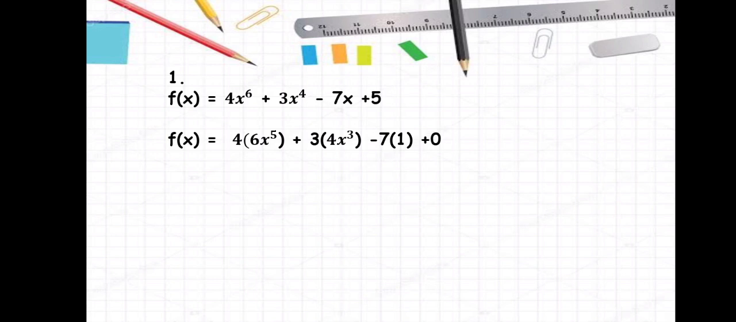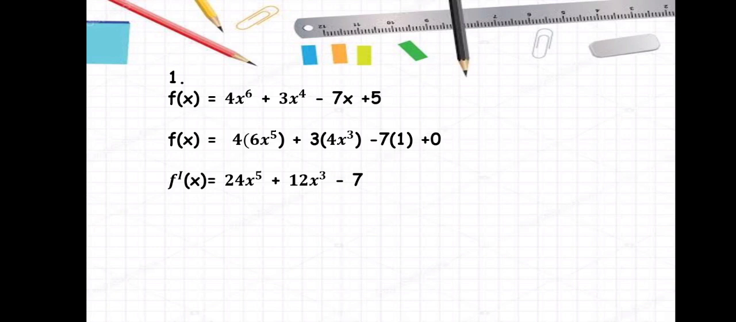The derivative of 4x raised to 6: copy the 4, bring down the 6, and subtract 1 from the exponent 6. So it becomes 4 times 6x raised to 5. Next, the derivative of 3x raised to 4: copy the 3, bring down the 4, subtract 1 from the exponent 4. So it becomes 3 times 4x cubed. Minus 7x. The derivative of 7x is 7 times 1, and the derivative of 5 is 0.